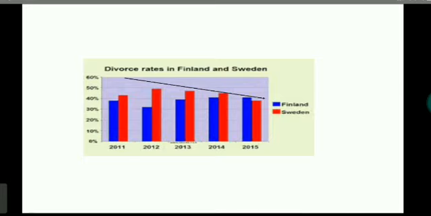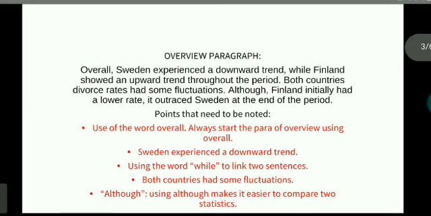So remember that the graph was about divorce rates in Finland and Sweden. On the x-axis we had the number of years, on the y-axis we had the percentages of divorces. So the overview paragraph went like this. If you remember, overall, Sweden experienced a downward trend, while Finland showed an upward trend throughout the period.